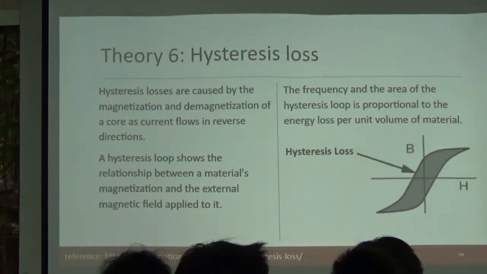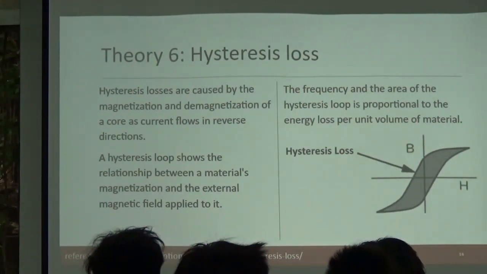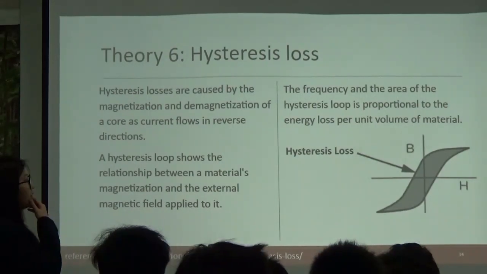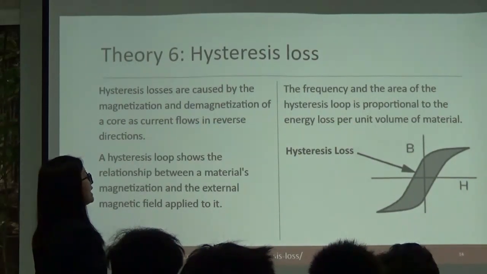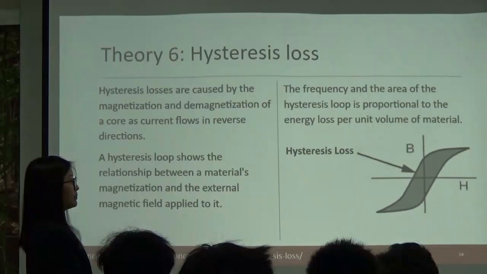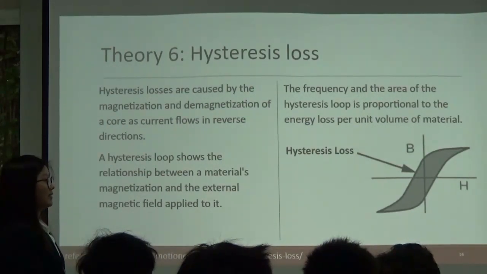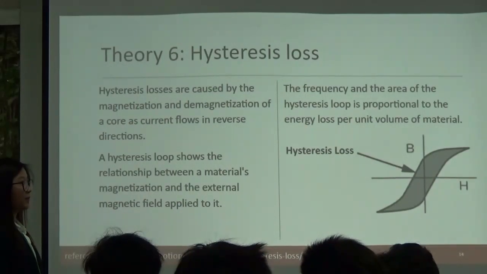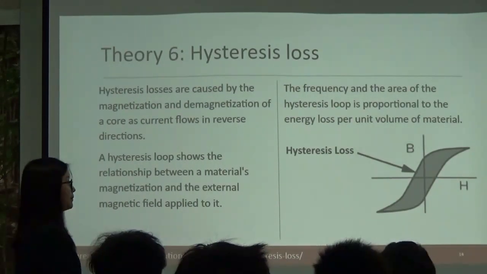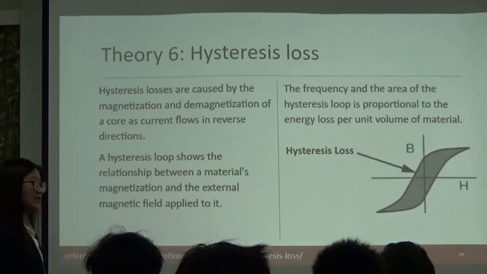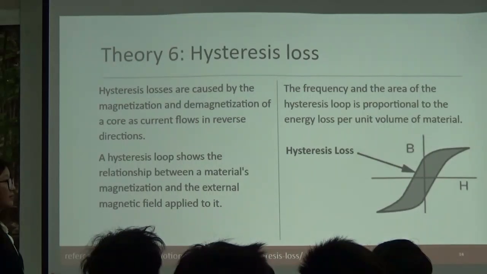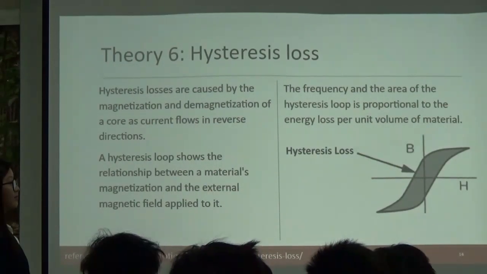So this is what I mentioned right here. From this graph, we can get the frequency, and the area of the hysteresis loop is proportional to the hysteresis loss. So if I want to get the hysteresis loss, a good way is to find the graph, but it's too hard for us to get it. So then what are the difficulties, and how do you think you can overcome those difficulties?